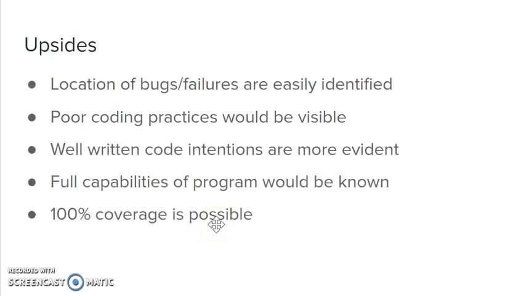So there are several upsides to white box testing. Some of these include the following. Since you're going through source code, you will know the location of bugs or failures. They are easily identified as you go line by line looking at the code through several iterations. As you do this, you will also be able to notice poor coding practices, as they will be very blatant red flags to good coding practices that you'll be able to notice. Well-written code intentions are also more evident as you go through line by line.